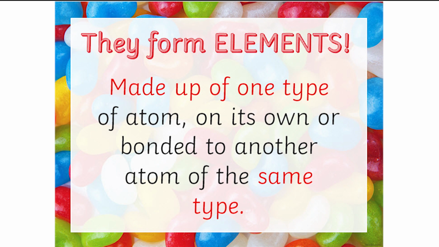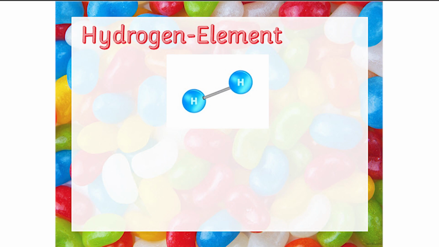How many kinds of atoms do I have in this picture? Just one kind of element, which is hydrogen. Does this atom stand on its own? No. Each two hydrogen atoms join together by a chemical bond. Accordingly, hydrogen is an element formed from two atoms joined together.